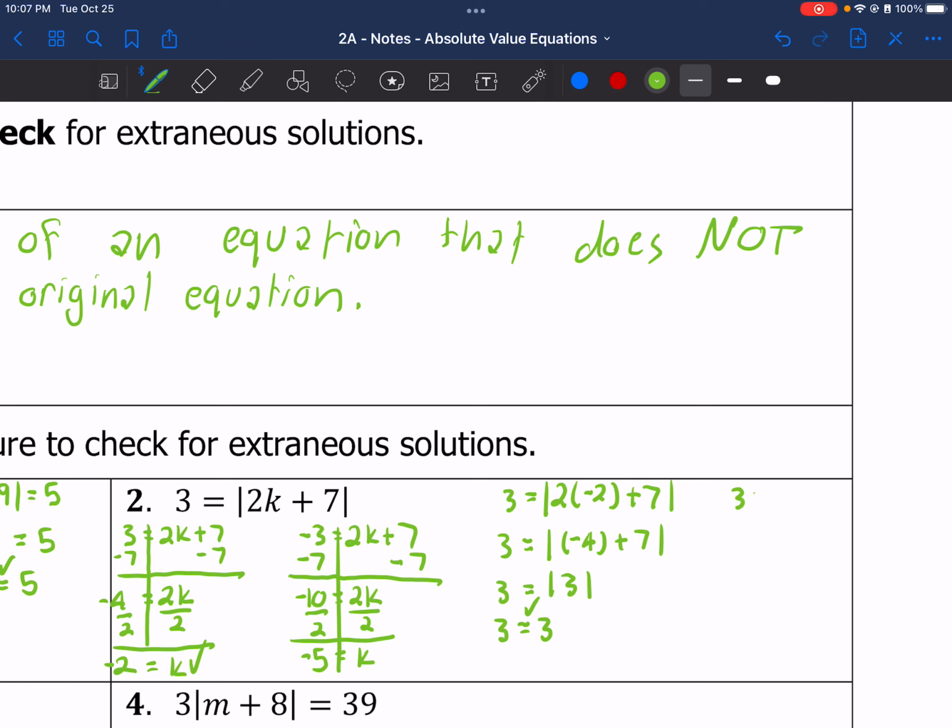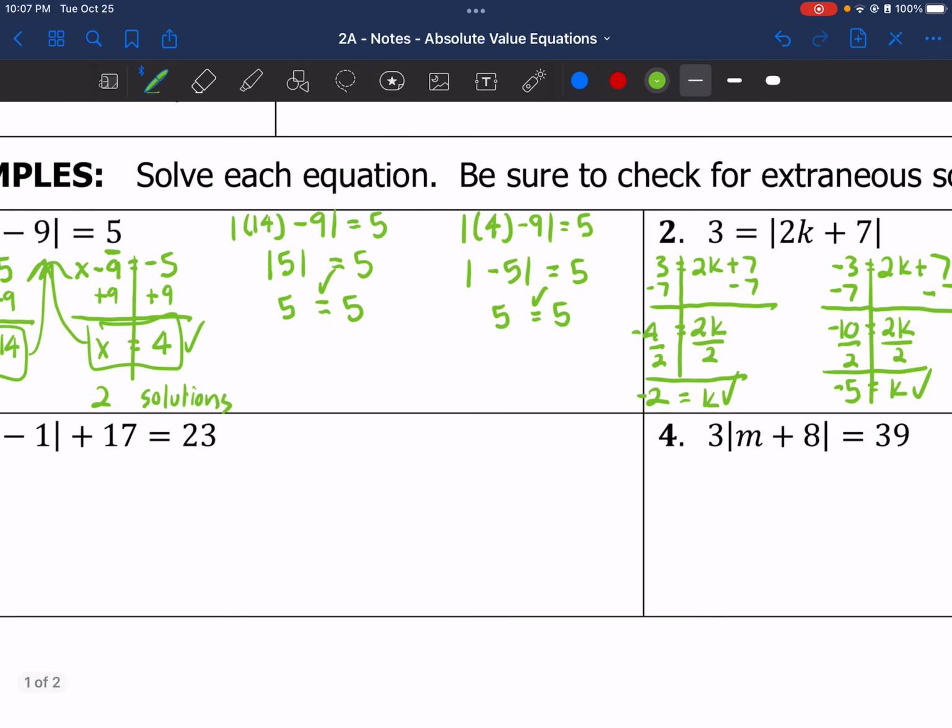Remember, 3 is equal to the absolute value of 2. Plug in negative 5. 2 times negative 5 is negative 10, and negative 10 plus 7, we get the absolute value of negative 3. Absolute value of negative 3 is just 3, so we get 3 equals 3. And we know if that works, we know that k equals negative 5 is also a solution. So again, we have two solutions.